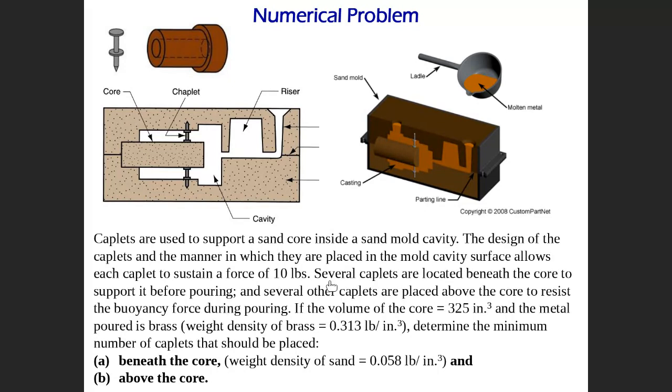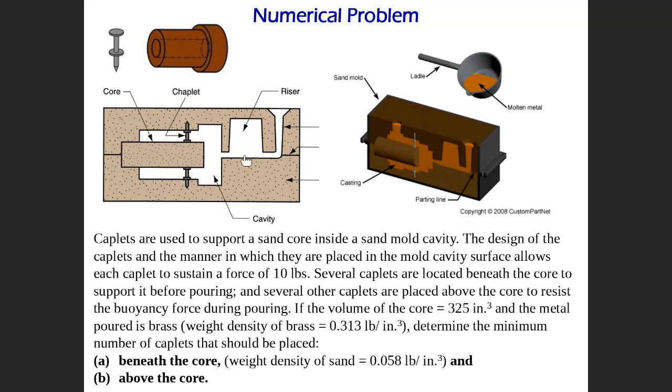It says several chaplets, not one but several, are located beneath the core, meaning below the core, to support it before pouring, before we put the liquid. So several, not only one, we put here to support this one initially before we put the liquid, and several other chaplets here are placed above the core to resist the buoyant force. This is what is given.